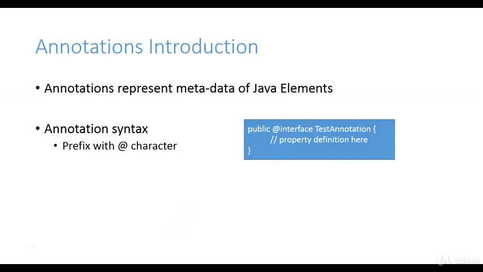So what really are annotations in Java? Annotations represent metadata. That is, they are used to add metadata to Java elements like class, method, field, and others. And why do we need annotations? The idea is to provide metadata to elements exactly where it is required rather than putting in an external XML file.